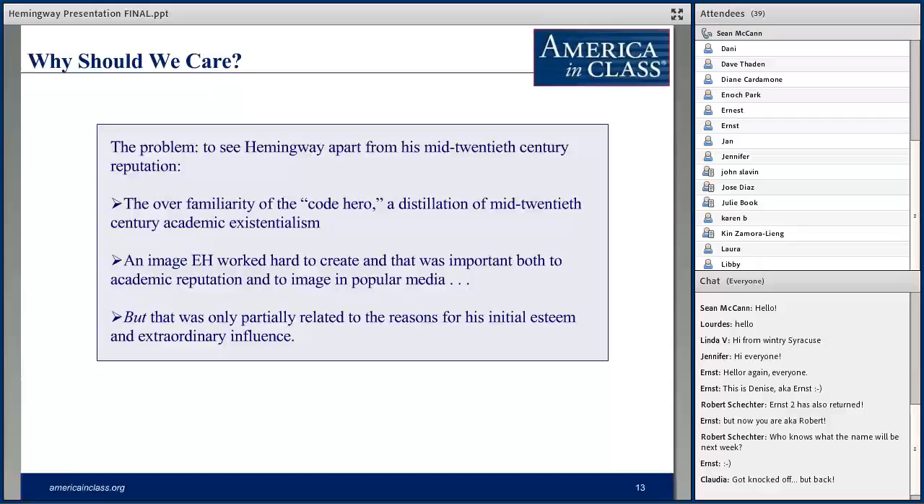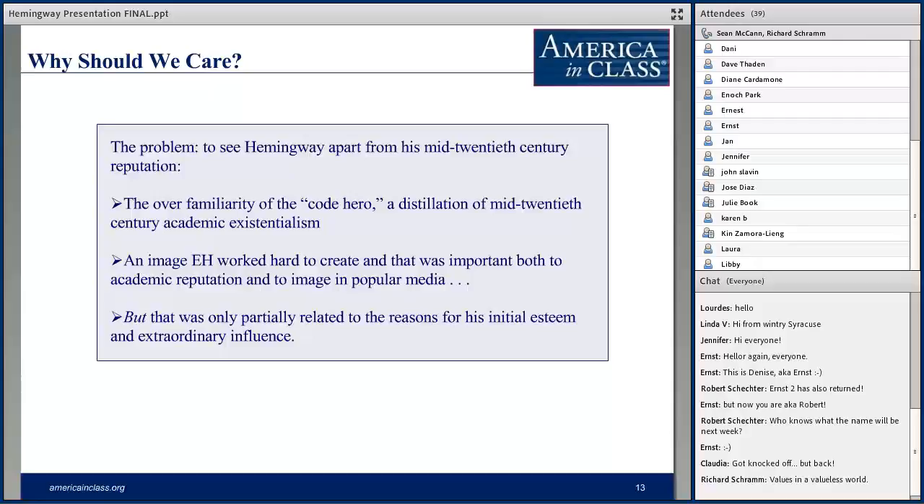This was a view that was remarkably well suited to the prevailing currents of intellectual thinking in the mid-20th century, of academic existentialism in particular. And importantly, it's not that it's not a way of thinking that's germane to Hemingway. It certainly is. This is a vision that he worked quite hard to create in the popular media, as well as in his memoirs and in his writing more generally. And that accurately captures some of the things that he cared about, even if it doesn't necessarily accurately reflect who he was as a person.